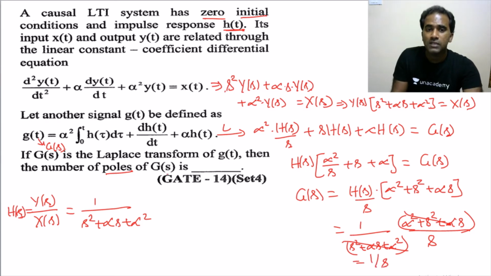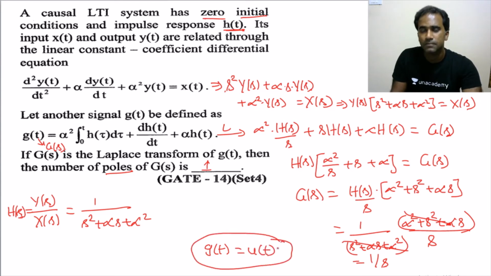How many poles are there in g of s? Only one pole, that too at s equal to 0. If you want, you can find g of t also. g of t is the inverse Laplace transform of g of s. The inverse Laplace transform of 1 by s is what? u of t only, right? Okay, fine. So that is the solution for this problem. It's an easy question, though it looks very complicated. Whenever differential equations are involved, always remember that Laplace transforms will help you a lot.